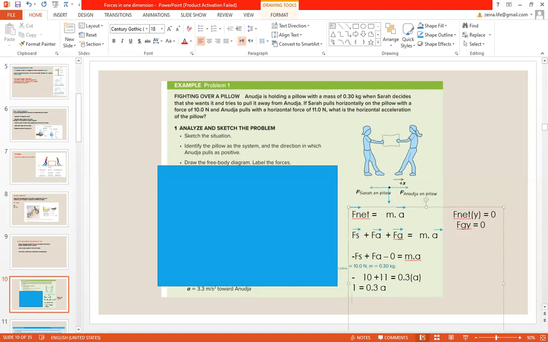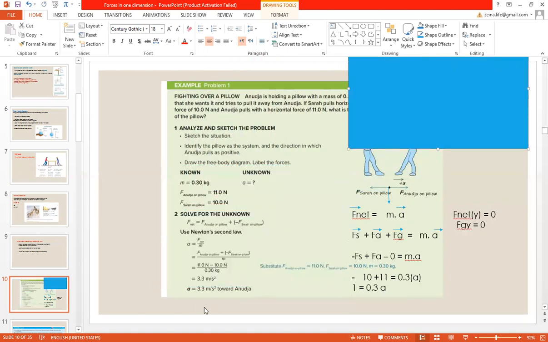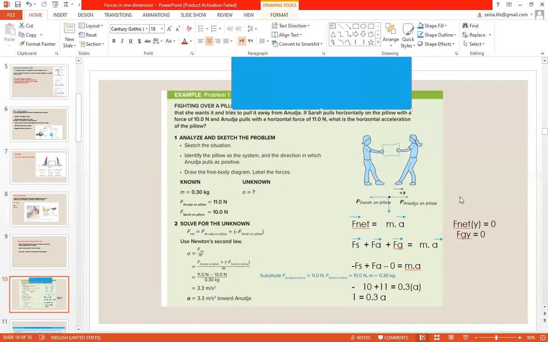So A is equal to what? 1 over 0.3. Okay, let's see the answer right now. A is equal to 1 over 0.3, and the value is 3.3 meters per second squared towards Anuja. Why towards Anuja? Because Anuja exerts a force that is greater than the force exerted by Sarah. F Anuja is 11, however F Sarah is 10. That's why the pillow will accelerate to the right by a value of 3.3 meters per second squared.